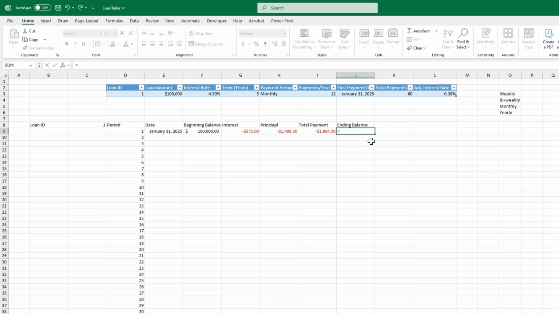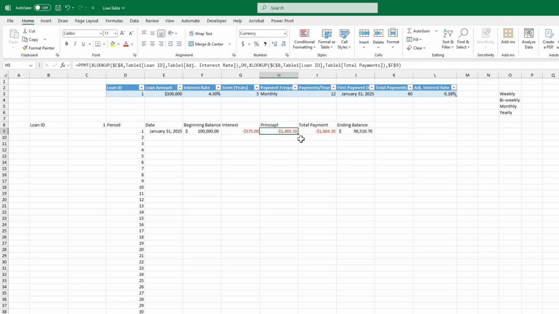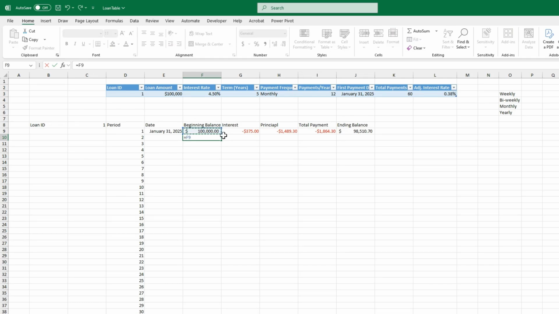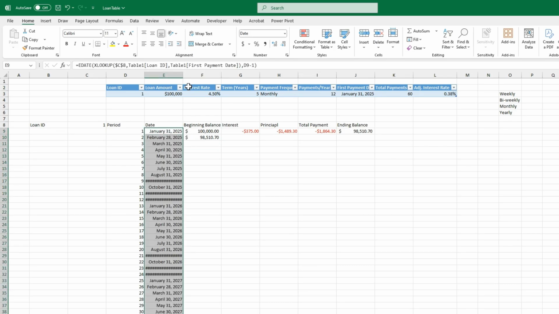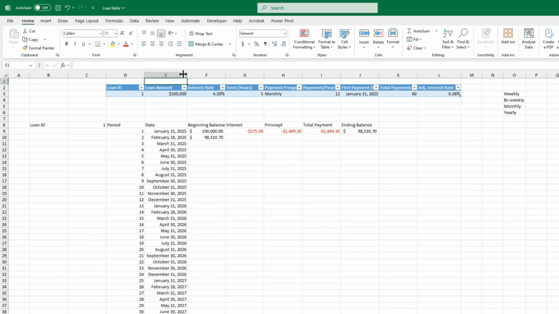My ending balance is going to be my beginning balance here, and I'm going to subtract the principal that I've paid back, which is $98,510.70. I'm only subtracting my principal here because the principal is just me paying back my loan. The interest is me paying for their services and whatnot. But then my next beginning balance is just going to be my ending balance here. And then I can drag this all down. So I'll drag this guy down just by clicking on here. That should work. There we are.